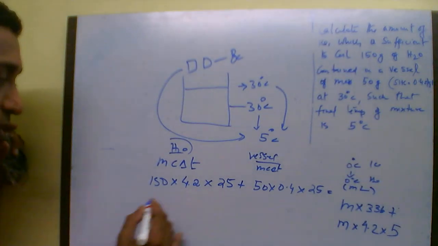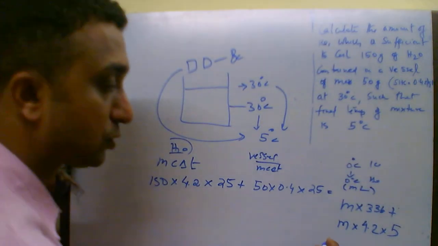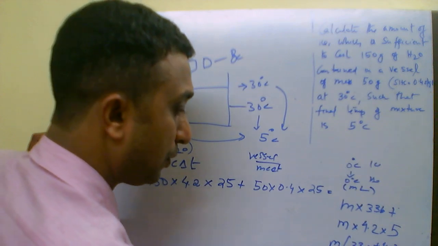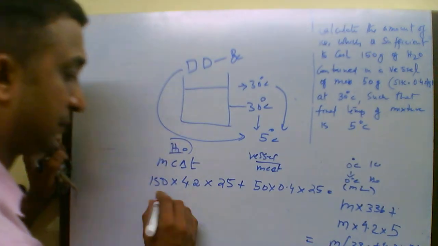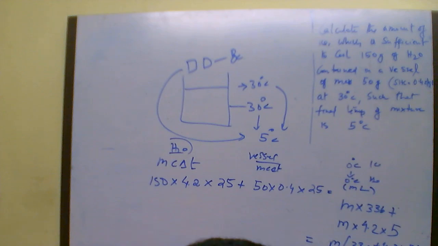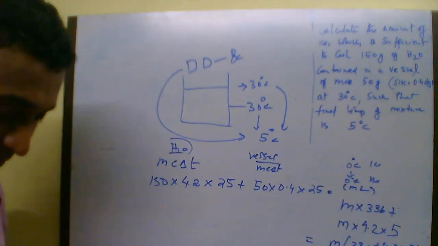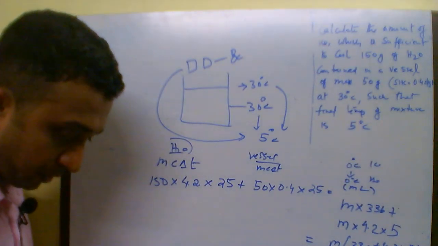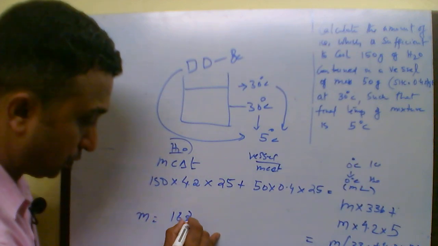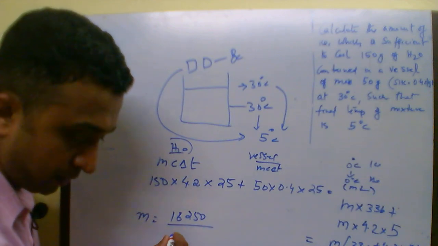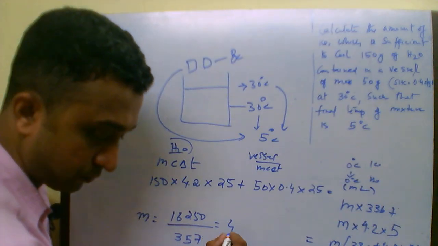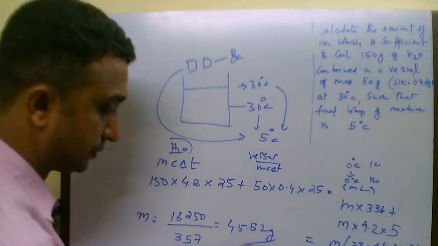Now when you calculate this, m is common, so you can take m common outside: 336 plus 4.2 times 5 on one side, and on the other side you multiply 150 into 4.2 into 25, so it will be almost the heat required. So you can find m equals 16250 divided by 350. So you will get it as 45.52 grams.